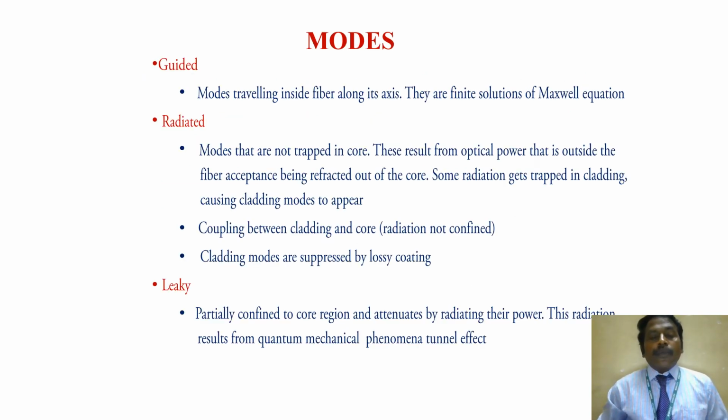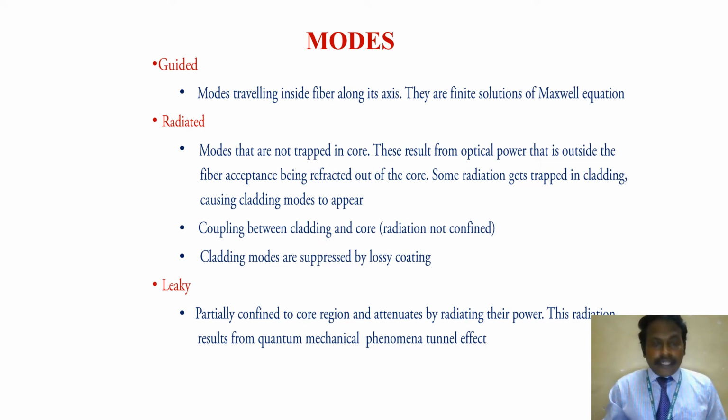Then we are going to talk about what is a mode. We know the ray path in a given fiber, inside the core. That is called a mode in general. Based on the condition of the propagation constant, we have three types of modes: guided modes, radiated or cladding modes, and leaky modes. Guided modes are modes traveling inside the fiber along its axis. These modes contain the finite solution of Maxwell's equations.